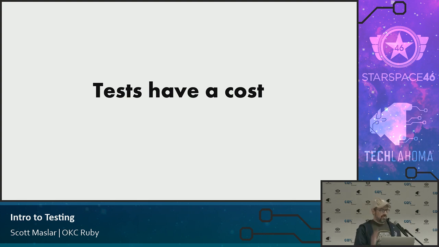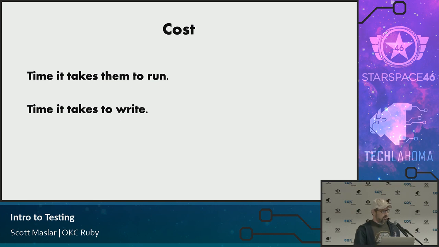Here's the thing. Tests cost something. They cost the time that it takes for them to run. So if your tests are very slow, the likelihood that you'll write new tests is lower. And they also take time to write. So we have to measure this cost.